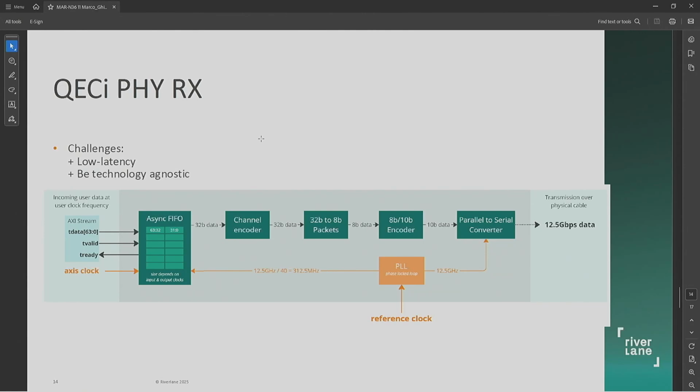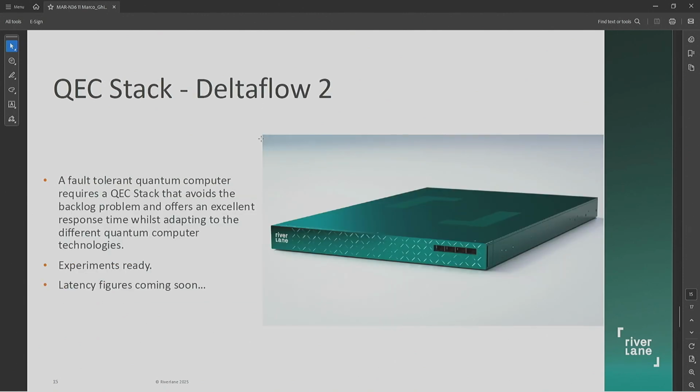Finally, the reverse. We are going out of our system and back to the control system with the response. As before, we're trying to be as lightweight and as fast as possible. We need to cater for synchronization and for the fact that the control system and the QEC stack need to operate at different clock domains with different periodicity, if you want, in two different environments.